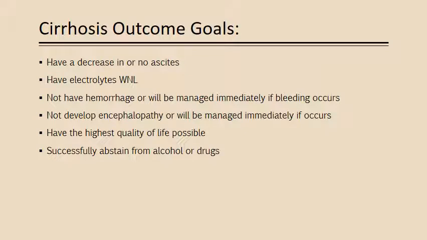In summary, our cirrhosis outcome goals will be to have a decrease in or no ascites, to have the electrolytes be within normal limits, to have no hemorrhage, or if they do, we'll manage it immediately if it happens, to not develop encephalopathy or have it managed immediately if it occurs, to have the highest quality of life possible for as long as possible, and to successfully abstain from alcohol and drugs.